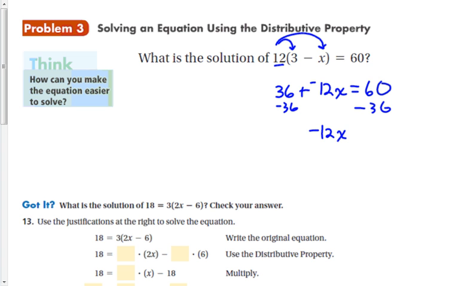And I get negative 12x equals 24. Divide both sides by negative 12. And I get x equals negative 2.